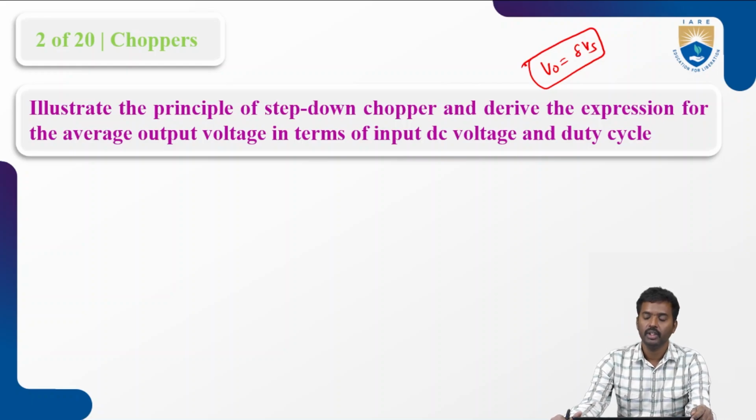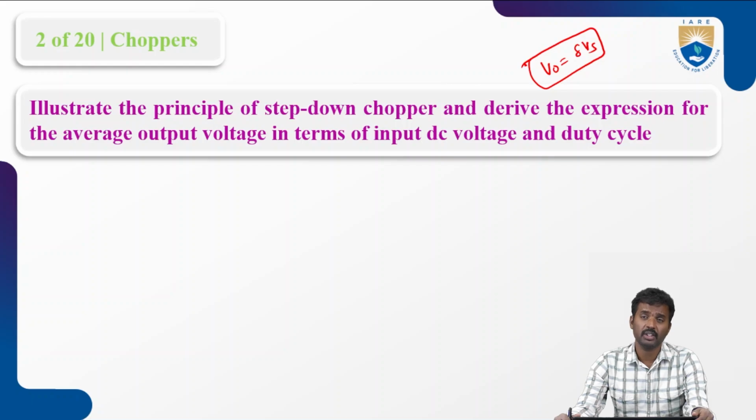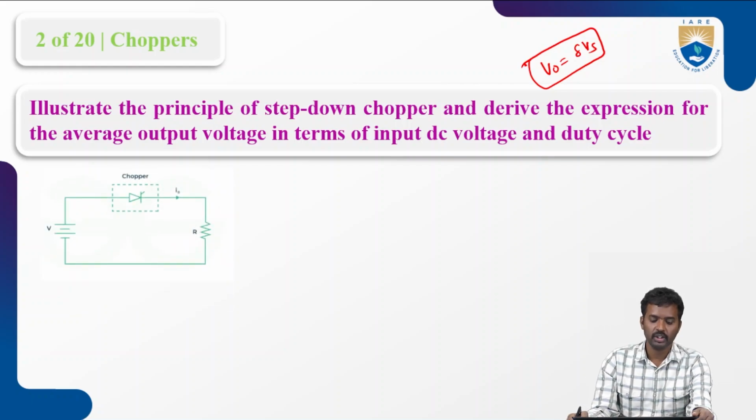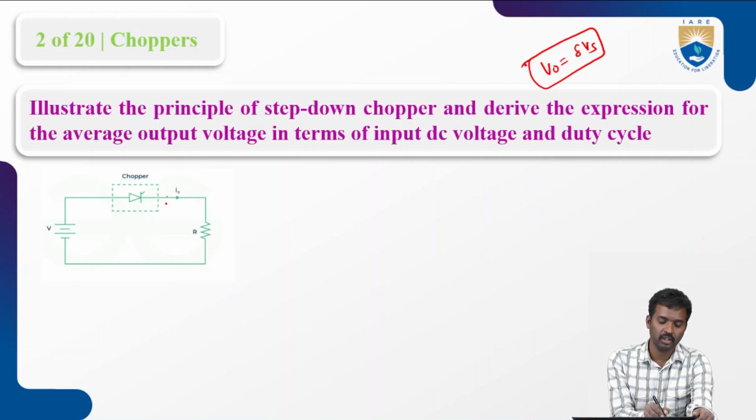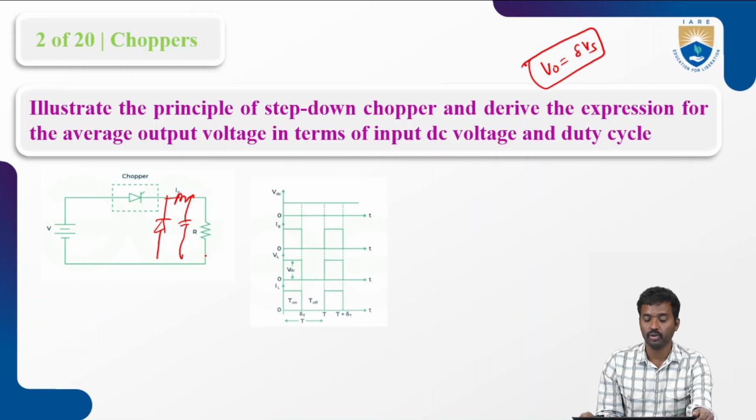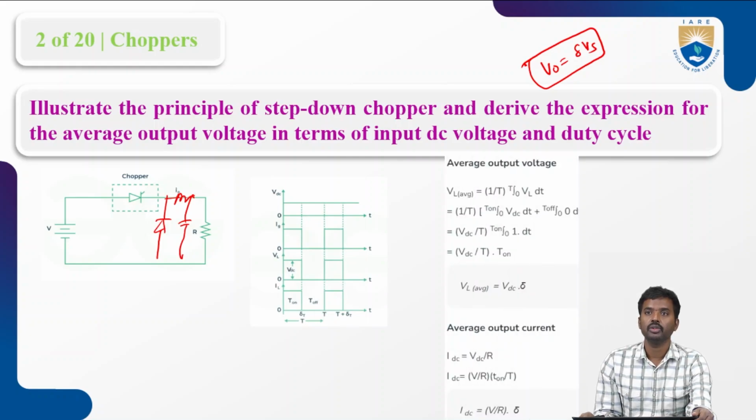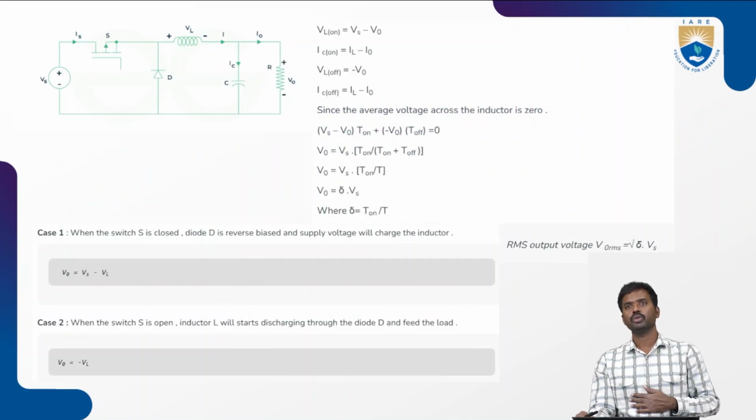First, what is the circuit diagram? The circuit configuration is different as compared to the step up chopper. In this question, here is a switch, and here is a diode, and here is the inductor, and here is the capacitor. That diagram I will show you. These are the output waveforms. So this I will explain. First, the step down chopper.